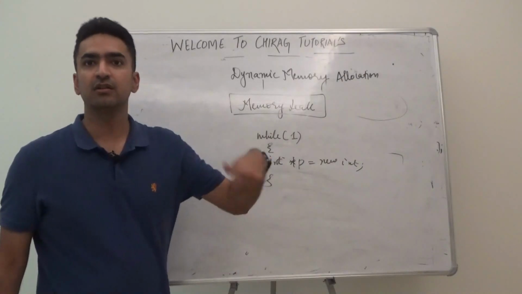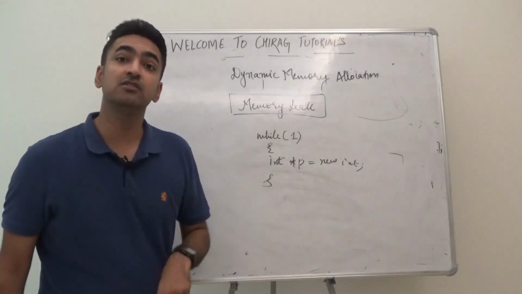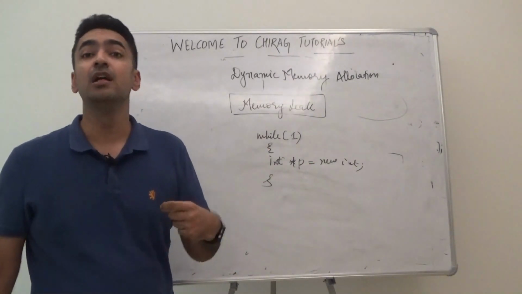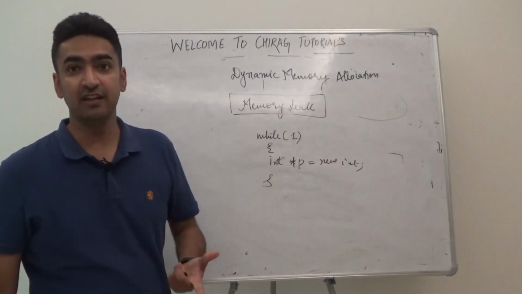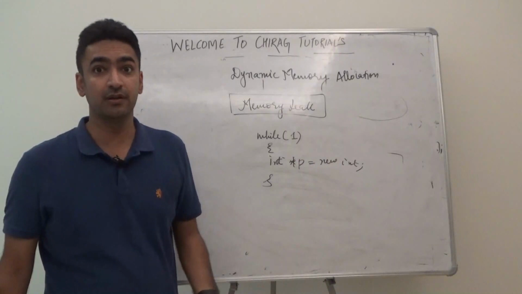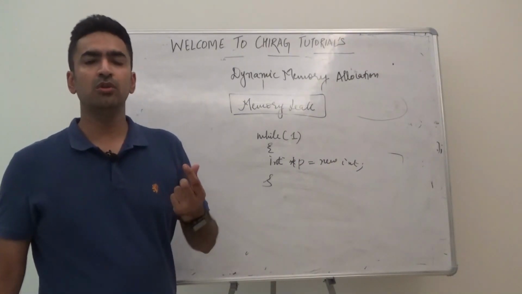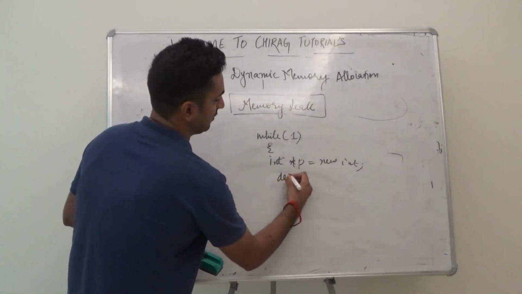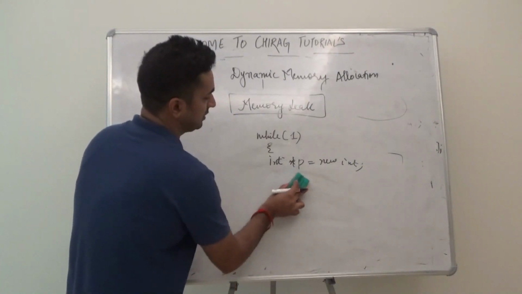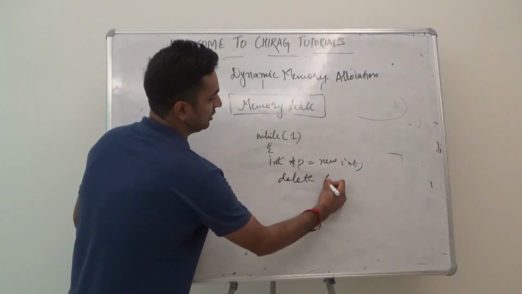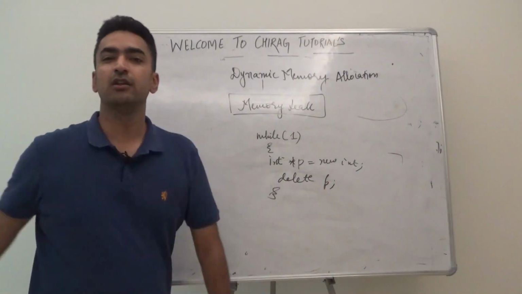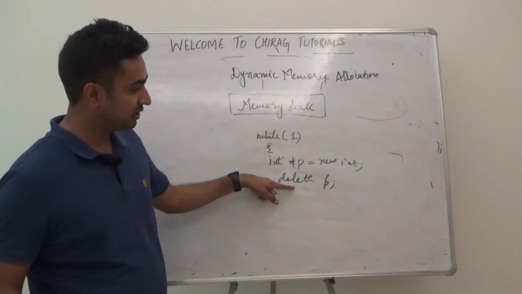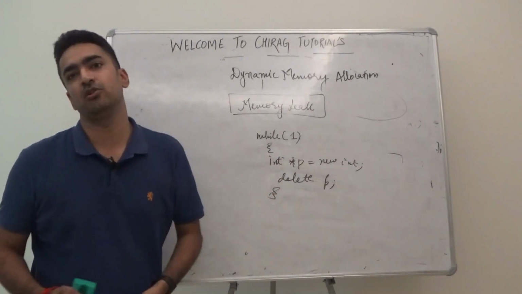Int star p is equal to new int will continuously get called again and again. It means you are wasting memory, 2 bytes if an integer is of 2 bytes, infinitely. So if the memory system is weak, it will lead to failure. To resolve this, whatever you have allocated, just deallocate it using delete and the pointer variable name, so it will deallocate the whole process. So allocation done, deallocation done, allocation done, deallocation done. This is how it works out.